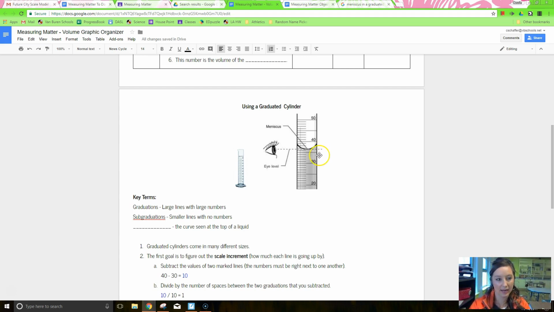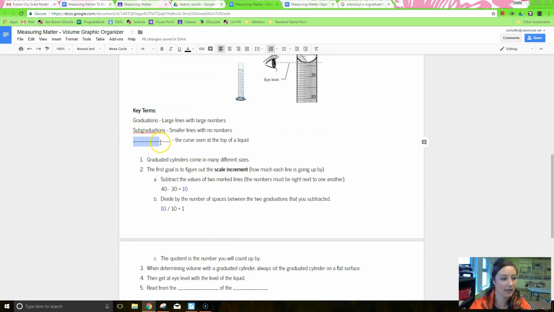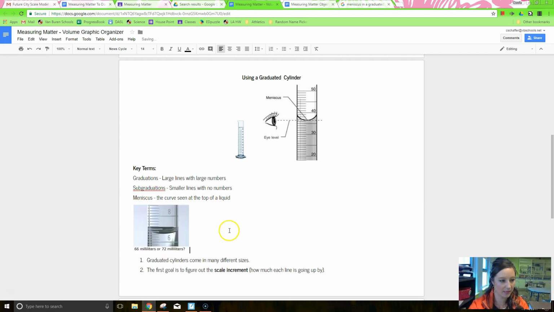And what you're getting at eye level with is called the meniscus. So up here in our key terms, we have one line here. It's called a meniscus. The meniscus is going to be the curve that you see at the top of the liquid. So if I hold this up here, I don't know, it's probably difficult for you to see. It looks like there's a contact lens floating on my graduated cylinder. So I have a picture of what that looks like. See how it looks like there's that contact lens?